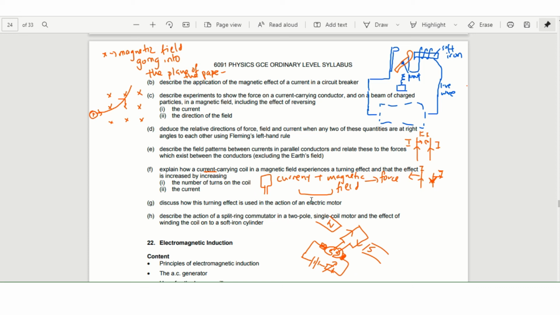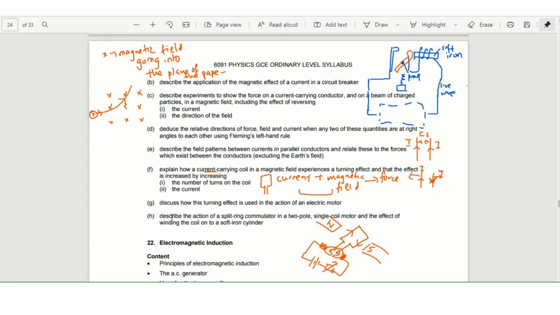So this is how the electric motor works. If you want a detailed discussion on how the electric motor works, in my Udemy course, I go through it in detail, as well as some of the common questions on the electric motor.